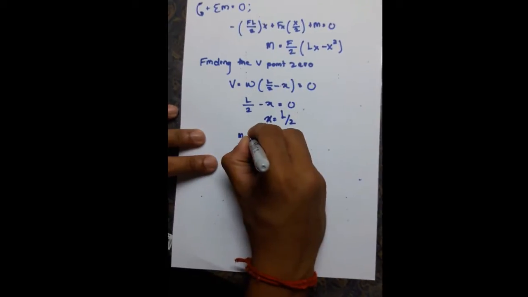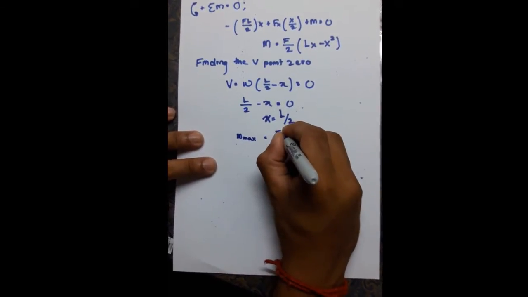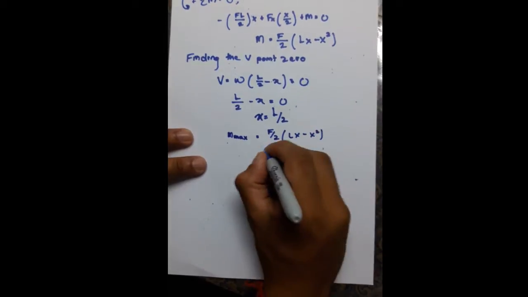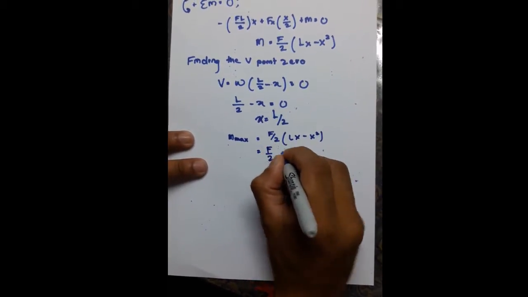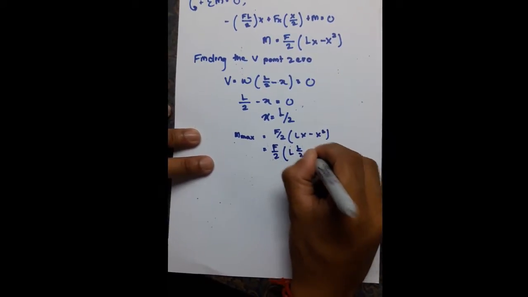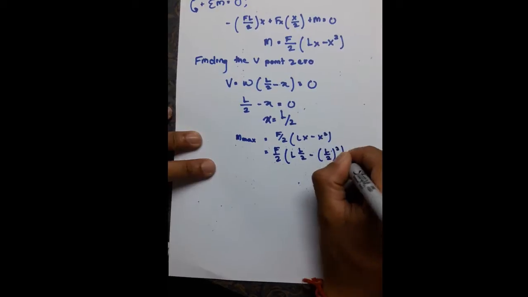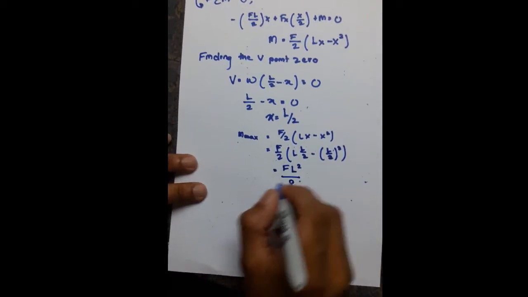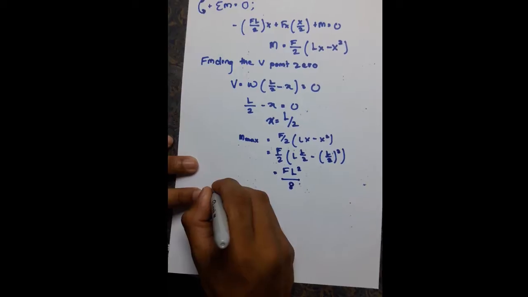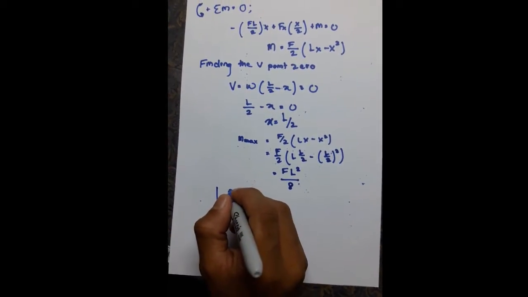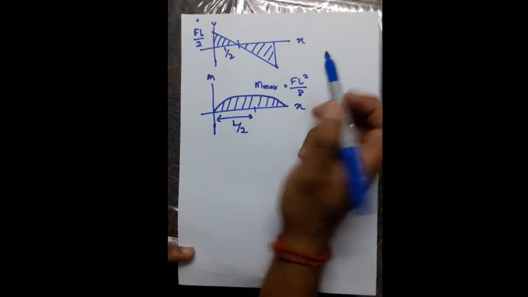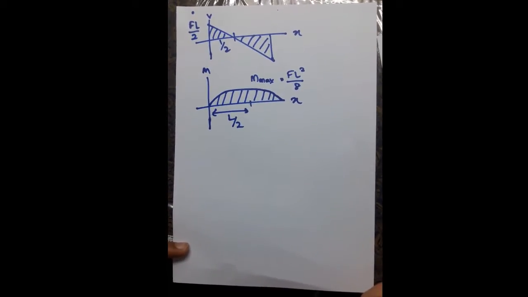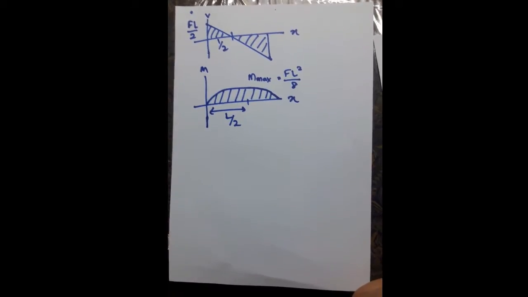Then we will try to find the maximum moment using the second equation by substituting x with L over 2. Thus we get an equation: M max equals FL squared over 8. Okay, this is the general graph that we get using the equations. The first graph is the shear diagram, and the second graph below the shear diagram is the moment diagram.